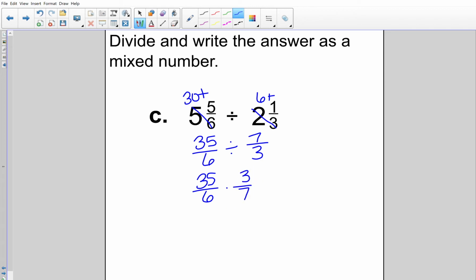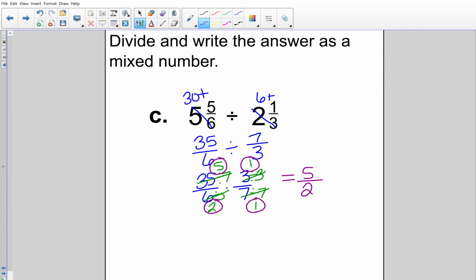So now I'm in multiplication mode, so I can reduce. You can't reduce in division, only multiplication. So I can divide out 3, I can divide out 3, and so I could divide out 7 here, and divide out 7 here. So what I have remaining is the 5 times the 1, so that gives me 5 on top, and 2 times 1, which gives me 2 on the bottom.